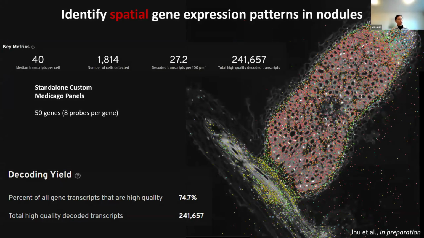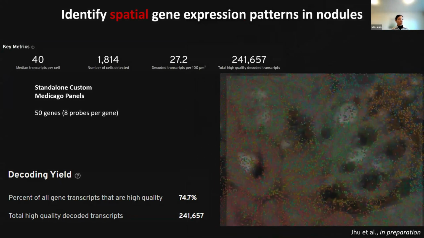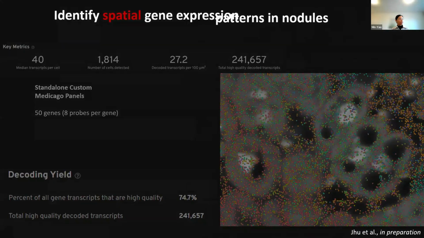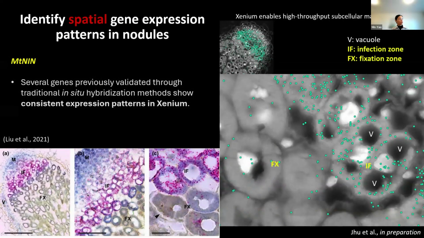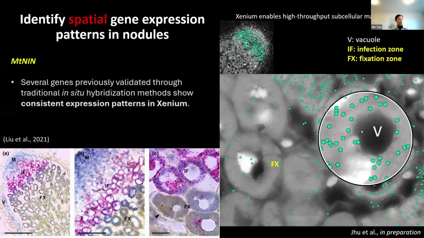We can go from the whole organ level to the tissue level and to the subcellular level. Here we can see one example, NIN, which is a nodule inception gene, a key transcription factor involved in the nodule developmental process. We can compare with the traditional in situ hybridization. They have a high expression pattern in what we call the infection zone, where the rhizobia start to infect the plant tissue. And on the right-hand side, you can see the much more detailed structure at the subcellular level.